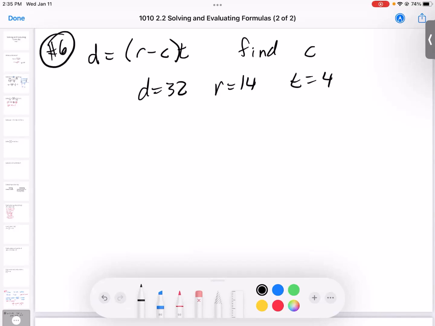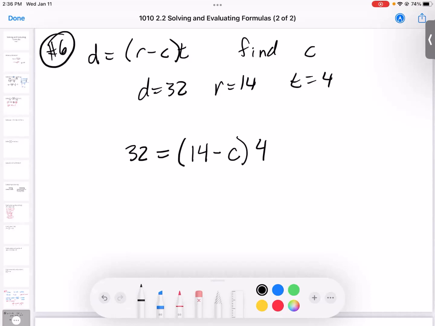So the formula is D equals R minus C in parentheses times T. And we want to find C if D equals 32. So we'd have 32 equals, and then R is 14. So we have 14 minus C times T, which is 4. So there's two ways you can do this. Remember how we talked about when you solve an equation, you go backwards of order of operations?